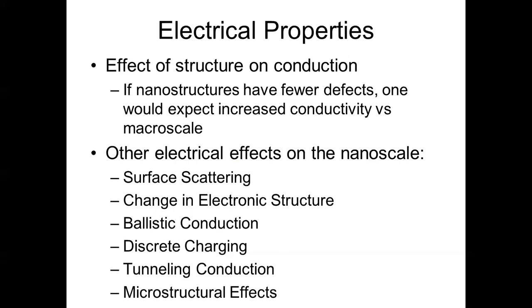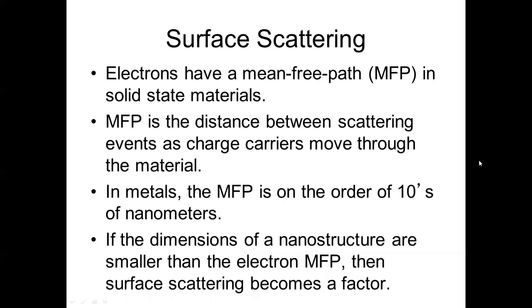So other electrical effects on the nanoscale we can have within the system. Surface scattering. We can certainly have changes in the electronic structure of the device. We can have ballistic conduction, discrete charging, tunneling and conduction, and microstructural effects due to the shape of the nanoparticle.